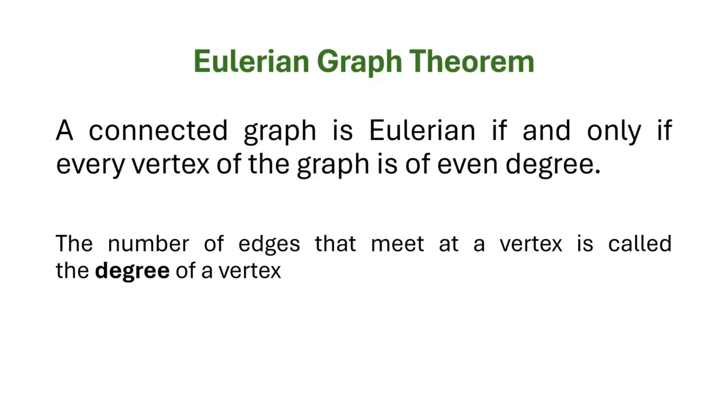So in order for me to have an Euler circuit, which is a circuit or a path that starts at one point, ends at the same point, and covers all of the edges, I need every vertex of the graph to be of even degree.